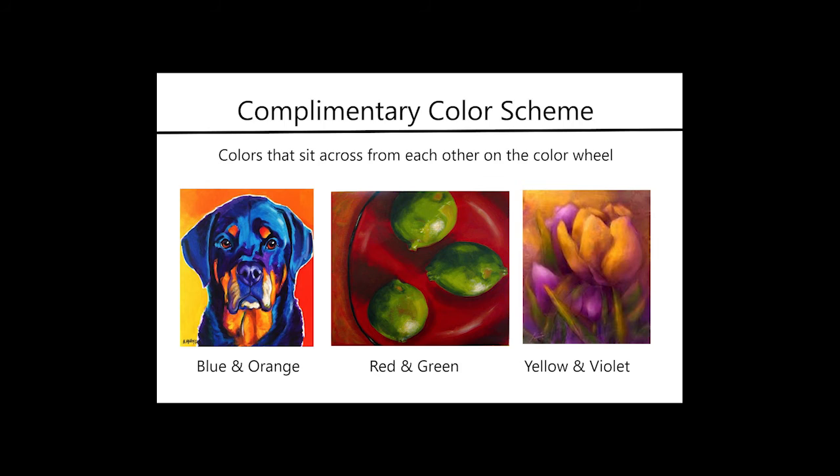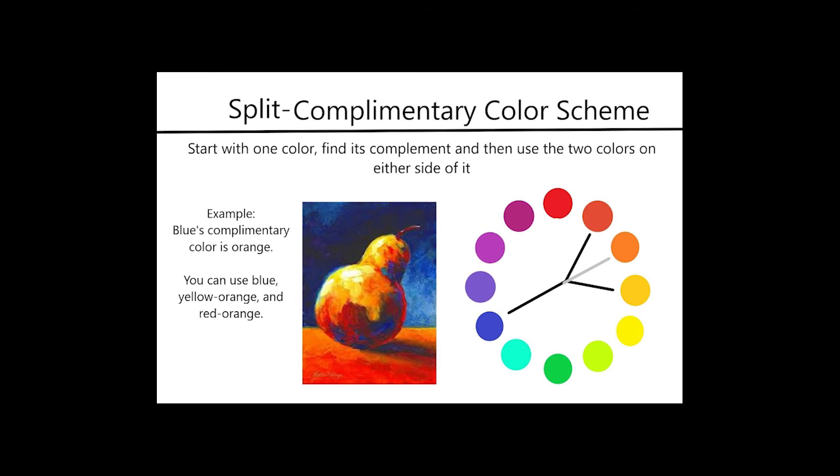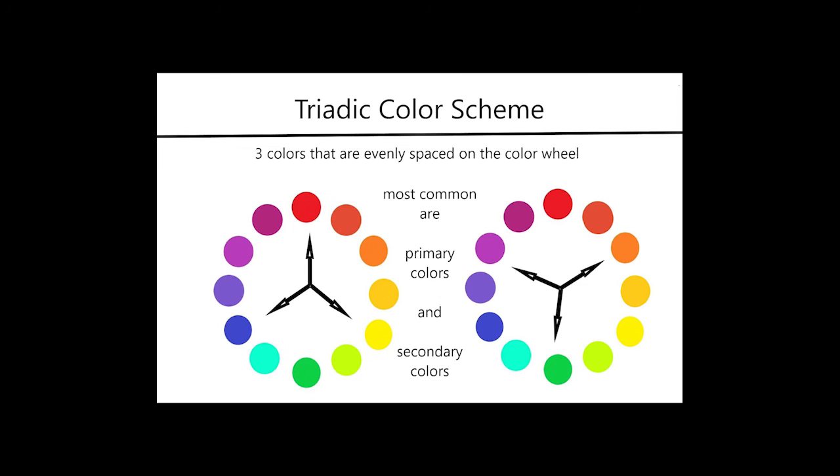The next color scheme that we're going to talk about is a split-complementary color scheme. It's when you start with one color and find its complement, but then use the two colors on either side of it. Instead of red and green, you would use red and yellow-green and blue-green. Instead of blue and orange, you would use blue and red-orange and yellow-orange. Instead of using violet and yellow, you would use violet and yellow-green and yellow-orange.